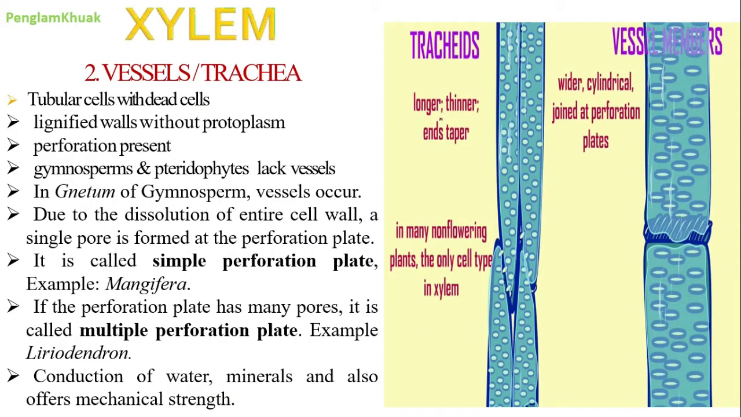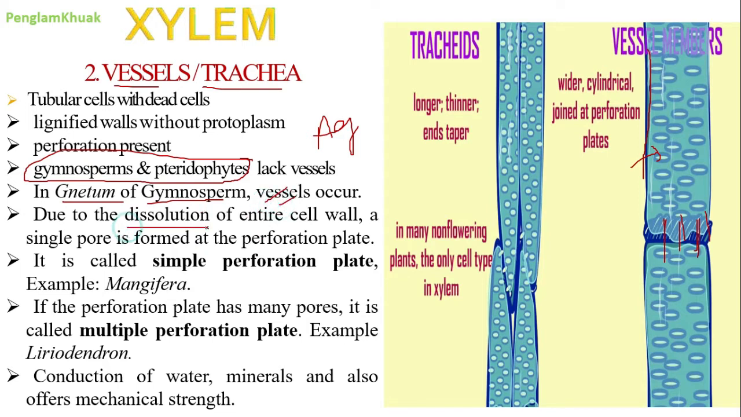The second element of xylem is also known as vessels or trachea, and they are tubular and dead cells. The wall has deposition of lignin, and they have a hole here. It is called perforation. They are absent in gymnosperms and pteridophytes, but present in angiospermic plants. There is one exceptional case: in the gymnosperm Gnetum, they have vessels.